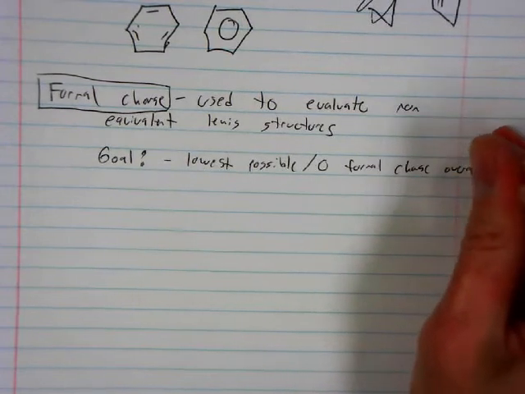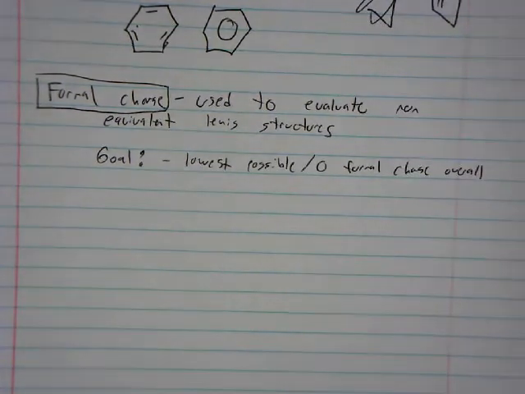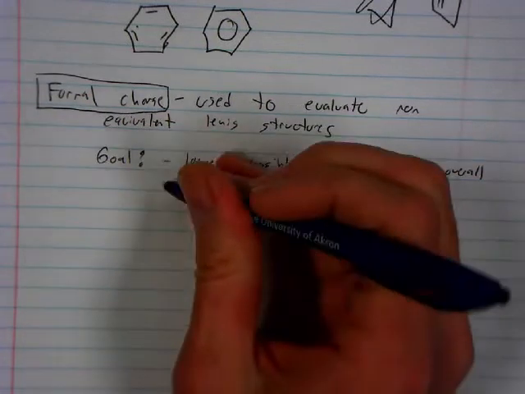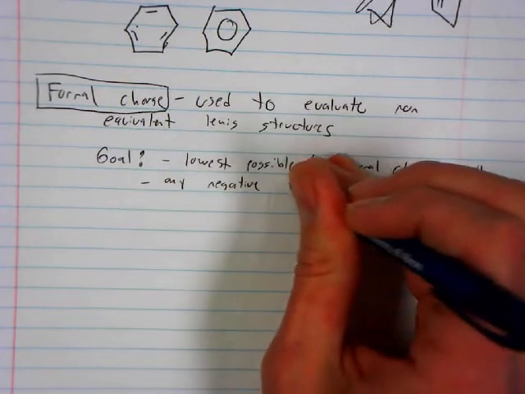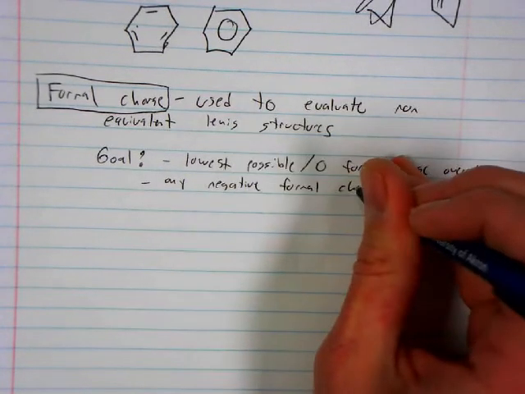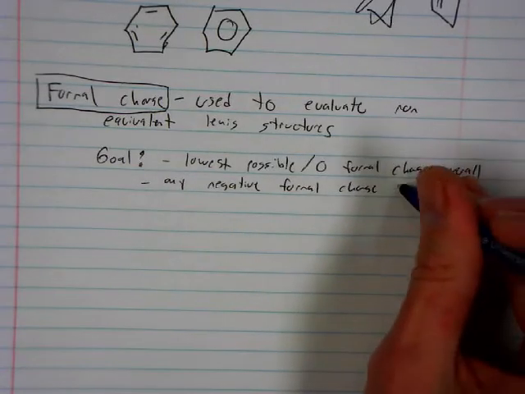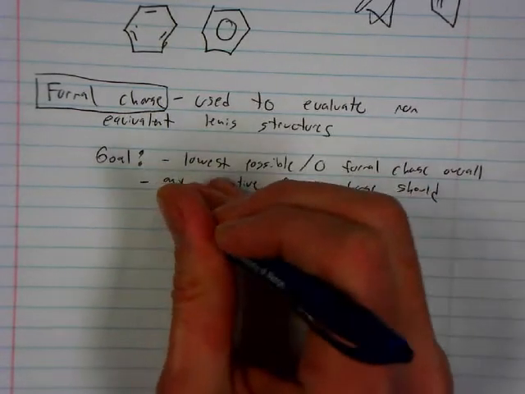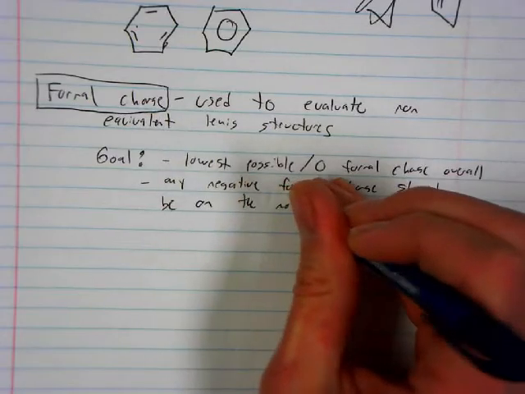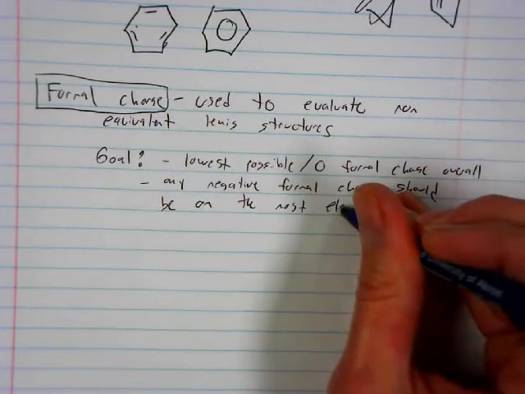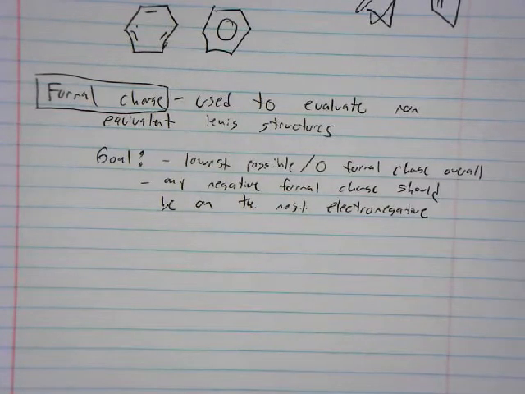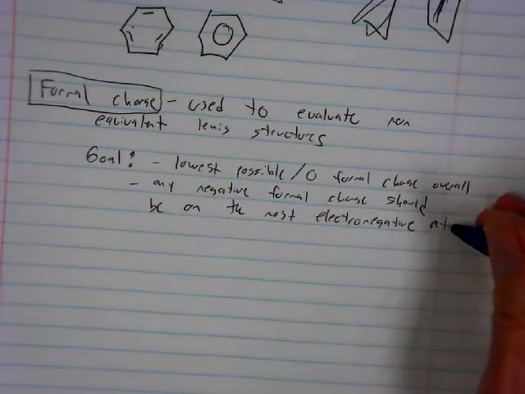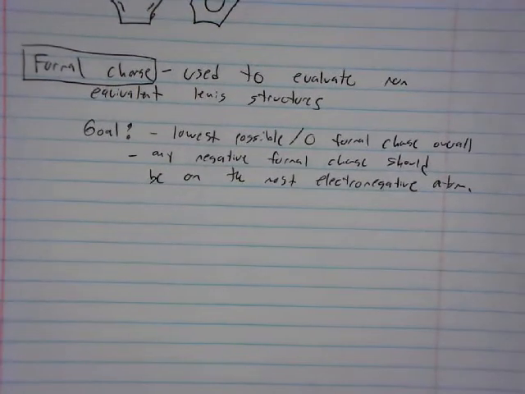Formal charge overall. Am I on the screen? Yes. And also, if there is any negative formal charge, it should be on the most electronegative atom. This is where I was getting confused in my head yesterday on a Monday. I kept talking about electronegativities, and I was thinking of formal charge. So if there's a negative charge, it should be on the most electronegative atom.